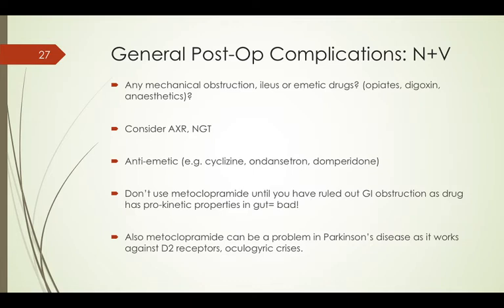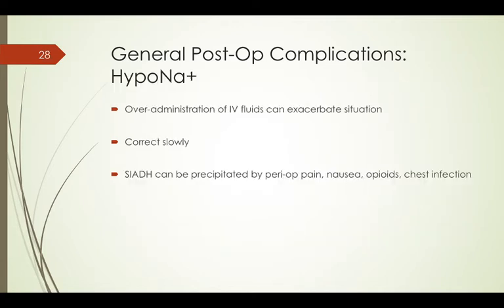Also, metoclopramide can often precipitate an oculogyric crisis, a problem often in young females, and can often be a problem in Parkinson's disease because metoclopramide is an antagonist at dopamine 2 receptors. Hyponatremia is often caused by quite enthusiastic and vigorous fluid input, which can lead to overdilution of the blood and can lead to low sodium.